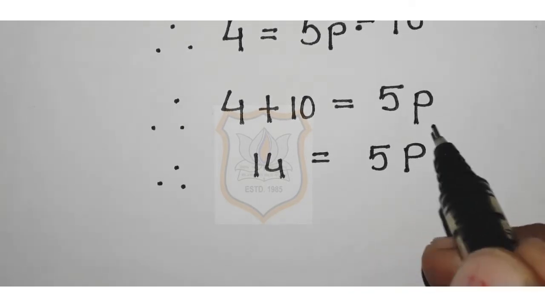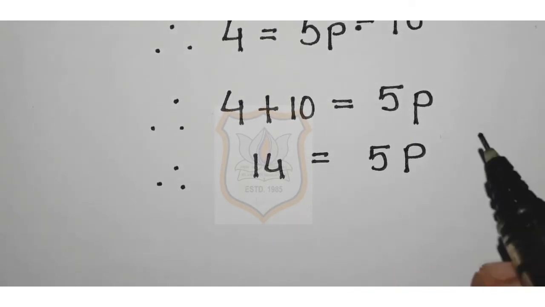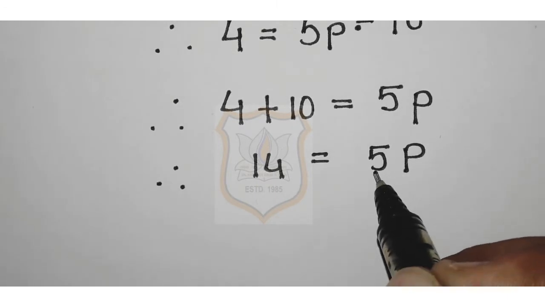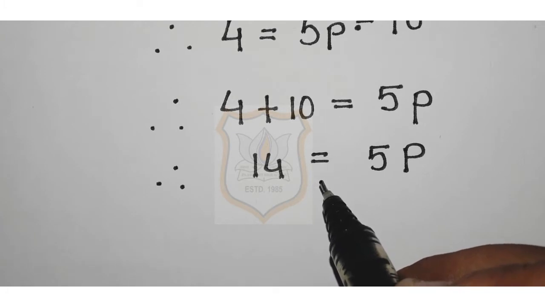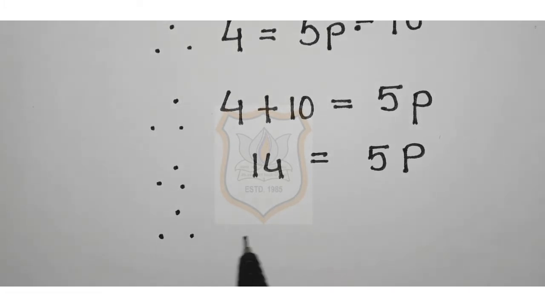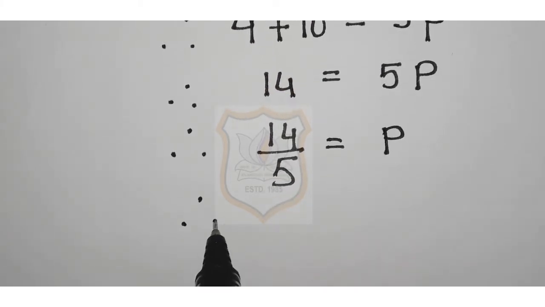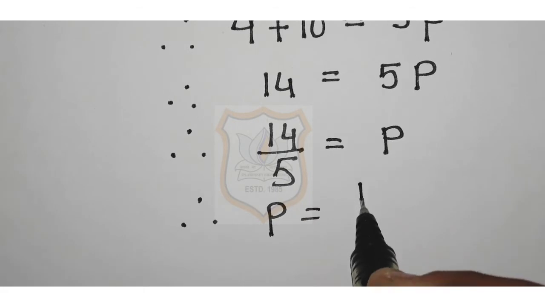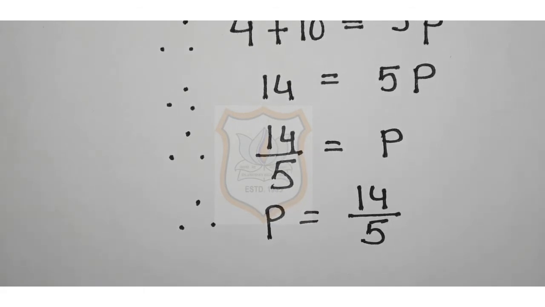Now this 5p means 5 into p. That means multiplication. Now again we will transpose this 5 towards the left side, and this will be converted into division. Therefore 14 upon 5 is equal to p. We can write like this also, p is equal to 14 upon 5. This is one and the same.